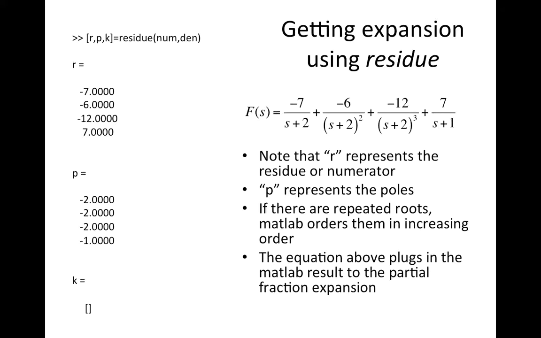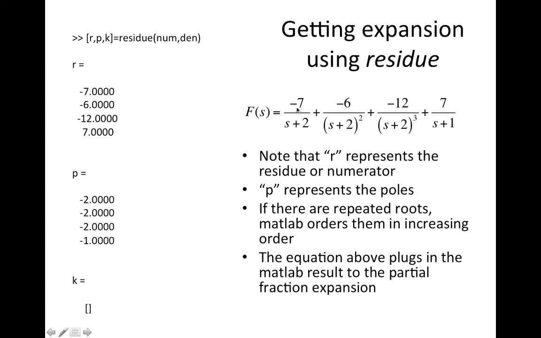What you have to know about the way MATLAB works is it's going to give you the denominator poles in order with the numerator coefficients. And when you have multiple roots, these poles are increasing in power. So the negative 7 is going to go with S plus 2. The negative 6 is going to go with S plus 2 squared. The negative 12 is going to go with S plus 2 cubed. And the 7 will go with S plus 1. So here that is written out.